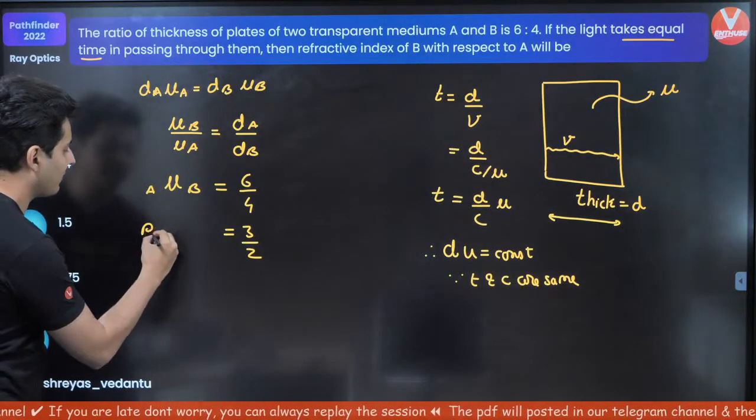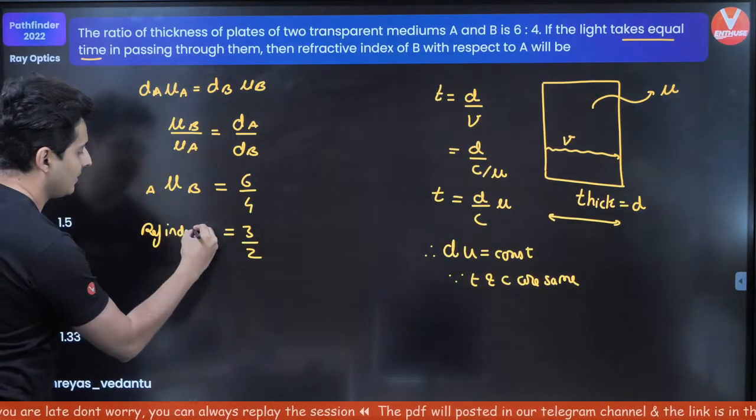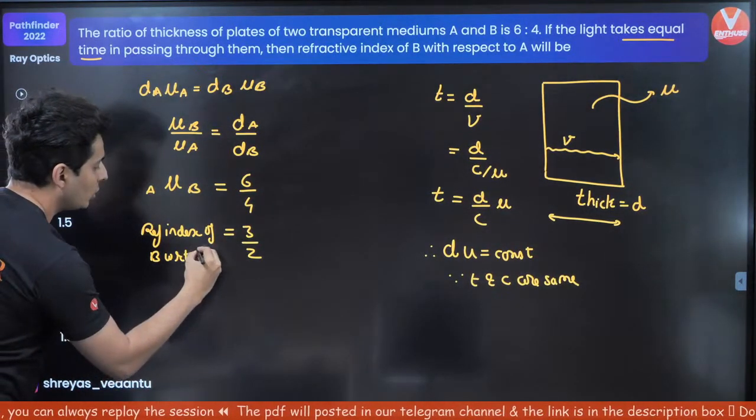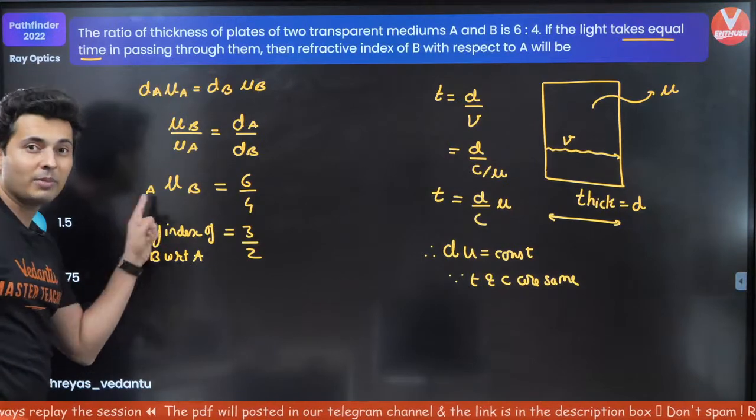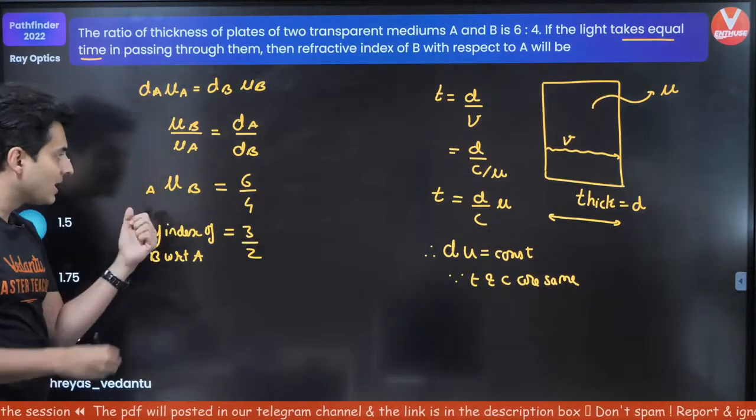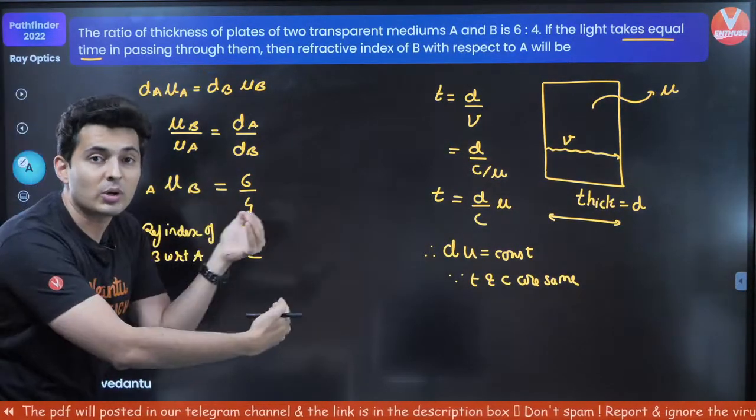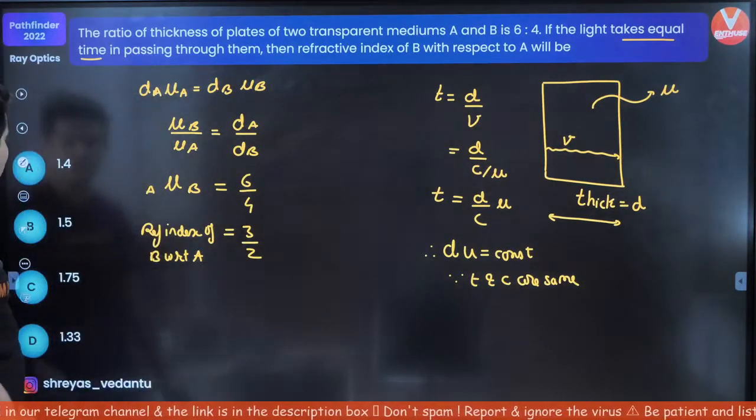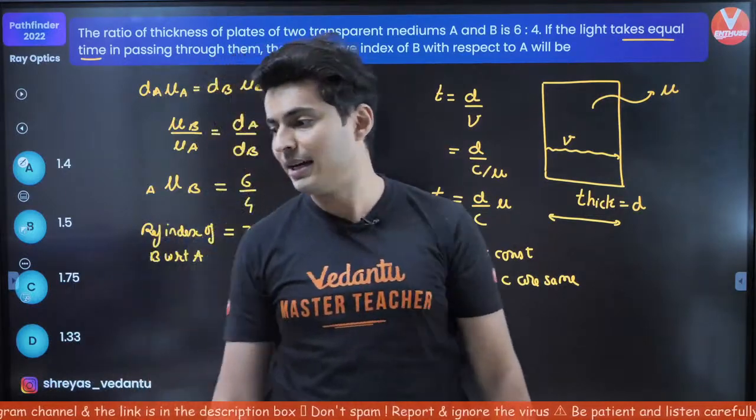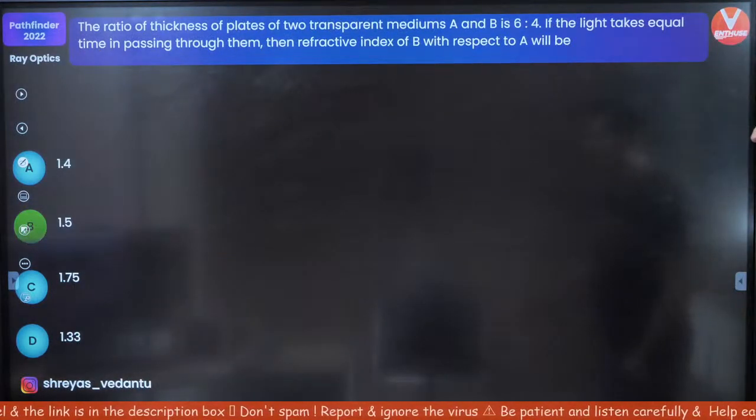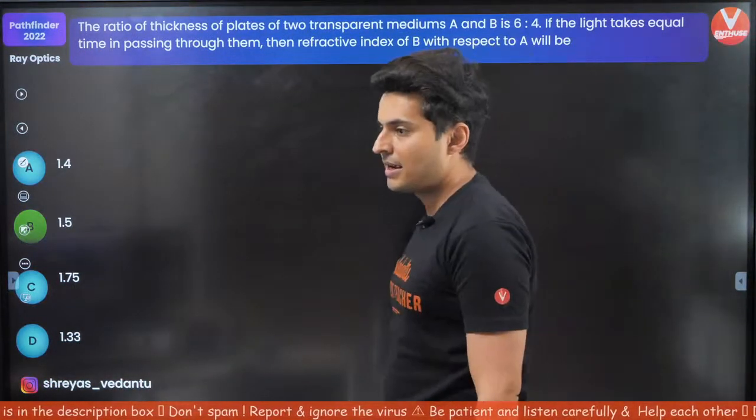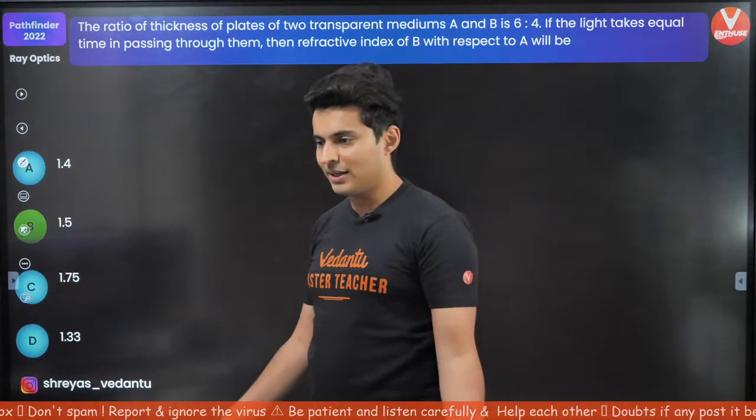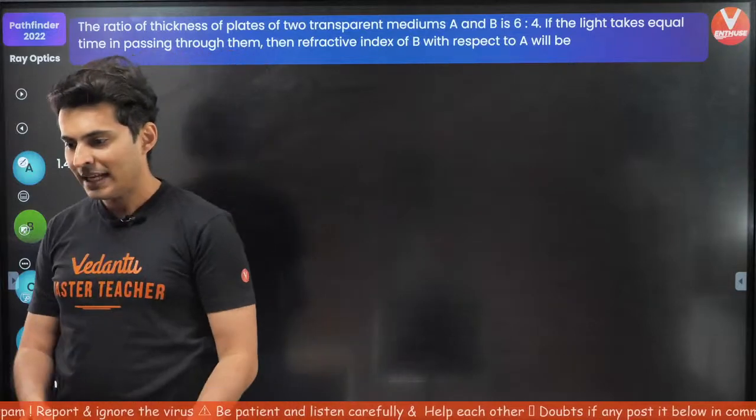This is nothing but the refractive index of B with respect to A. Remember, it's always reverse. If A mu B is written, it is pronounced as B with respect to A. I just told you this. So I think the answer should be 1.5. Got it, my warriors? Yes, this is the option which is correct. Option B is correct, 1.5. Perfecto. Great.